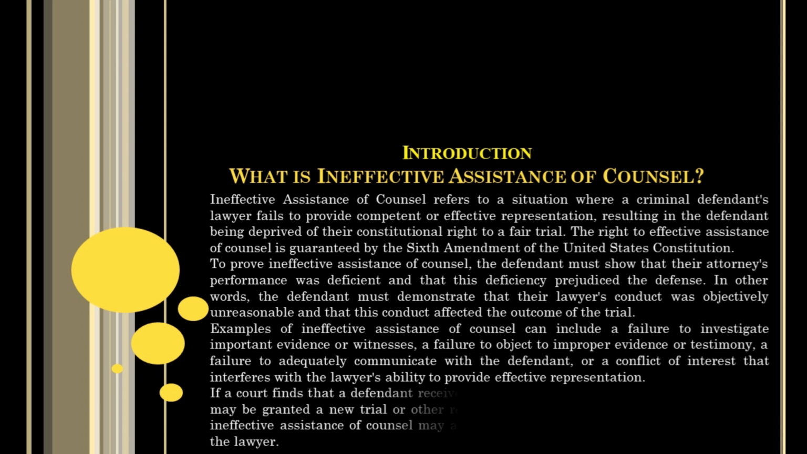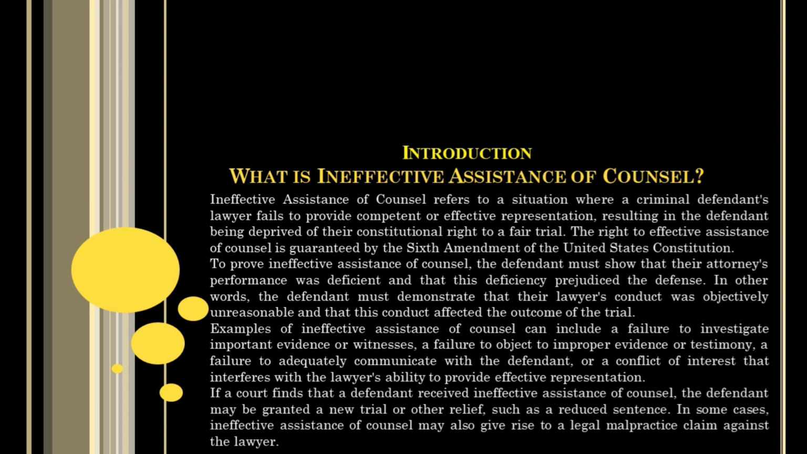Ineffective assistance of counsel refers to a situation where a criminal defendant's lawyer fails to provide competent or effective representation, resulting in the defendant being deprived of their constitutional right to a fair trial. The right to effective assistance of counsel is guaranteed by the Sixth Amendment of the United States Constitution. To prove ineffective assistance of counsel, the defendant must show that their attorney's performance was deficient and that this deficiency prejudiced the defense. In other words, the defendant must demonstrate that their lawyer's conduct was objectively unreasonable and that this conduct affected the outcome of the trial.